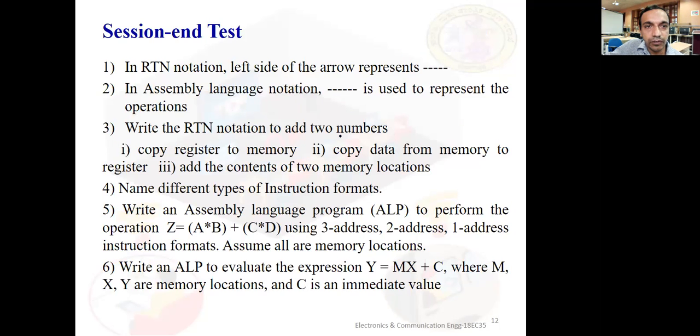There are a few questions for you to recall the topics and understand these things. For example, first, an easy question I have asked you. In RTN notation, the left side of the arrow represents what? Remember that? I'll just write it again here. On the RHS something and on the LHS something. So the left side of the arrow is always the destination here, right? The right side of the arrow is the source. Okay, and in assembly language notation, dash is used to represent the operation. What is used there? Don't write command, because command is called mnemonics here. So mnemonics are used to represent commands or operations.